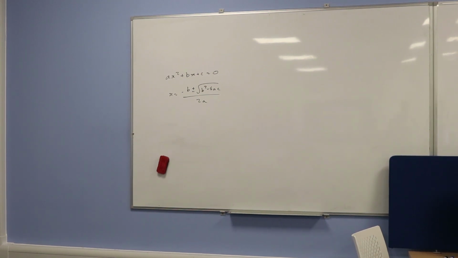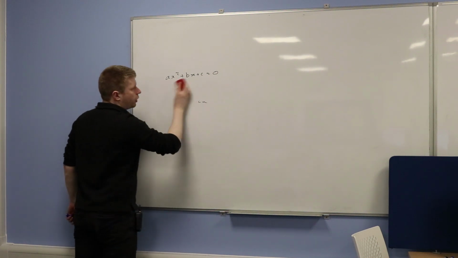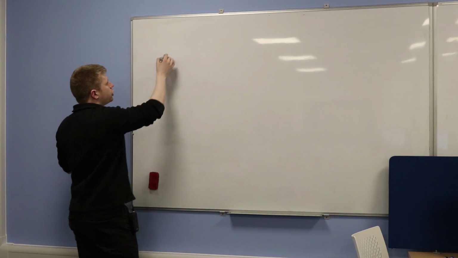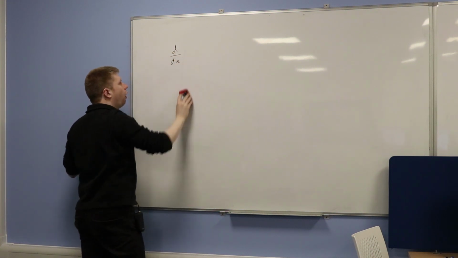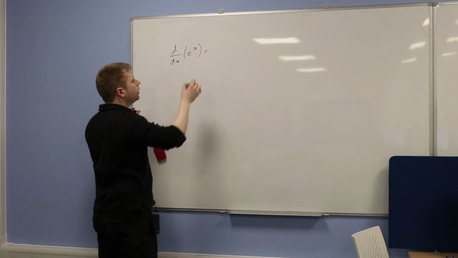Yeah, I want to get round to covering something which we didn't quite do last lesson. All right? So we looked at differentiating functions of this type. So d/dx of e to the x. What's that equal to? e to the x. Yeah, good, e to the x.